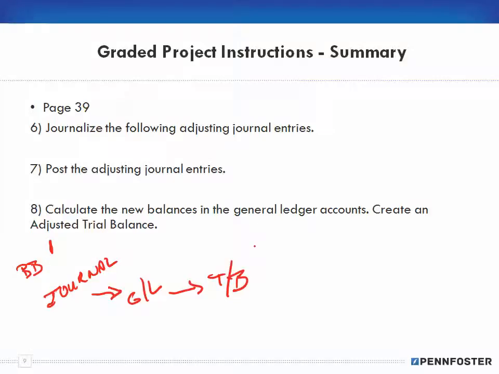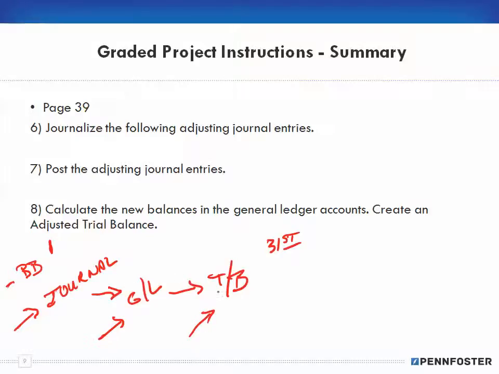And throughout this process, that would take us all the way to the end of the accounting period, which would be the 31st, right? January 31st. So what are we looking at? We started with beginning balances, but we made journal entries. We posted to the general ledger accounts, and then we created a trial balance.